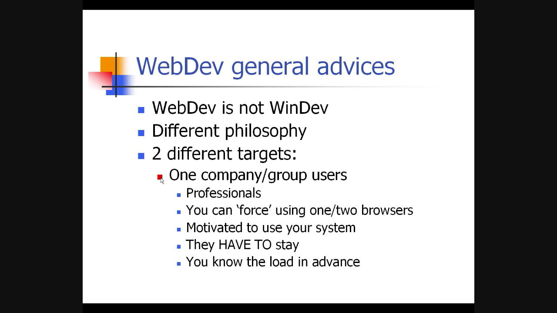When you're developing for a group, a company, or this kind of thing, you know the load in advance. You don't know it exactly, but you have a very good idea. If it's a company and you have 300 people in the company, you know that you will have these 300 people using your website at the same time during work hours, between 8 and 5, for example. So it means that your server needs to be able to manage data, manage data access and display pages and so on for 300 users at the same time. You have to take that into account.